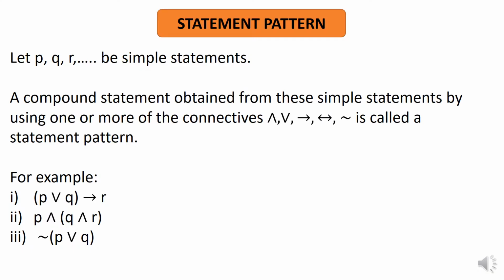Now suppose P, Q, R, etc. are simple statements. A compound statement obtained from these simple statements by using one or more of the connectives, that is and, or, if then, if and only if, and not, is called a statement pattern. In other words, a compound statement is nothing but a statement pattern.